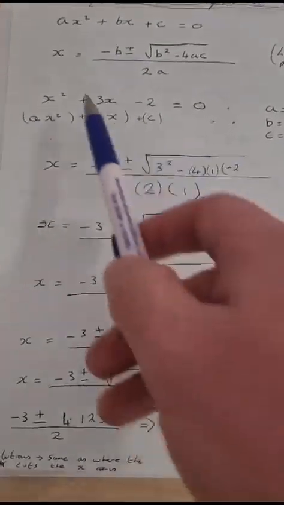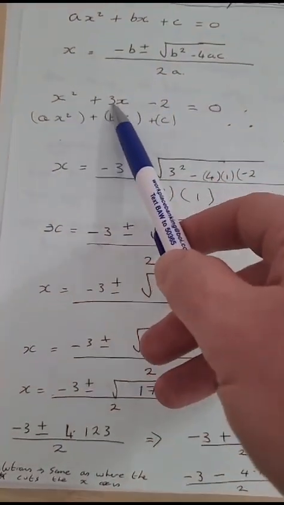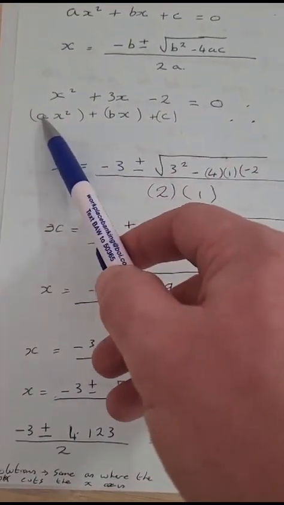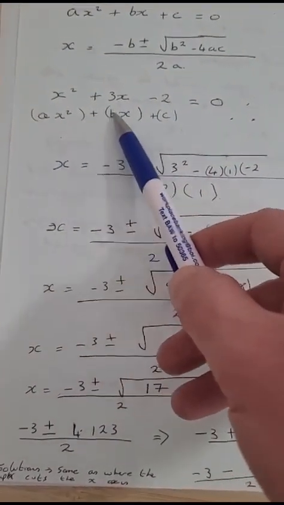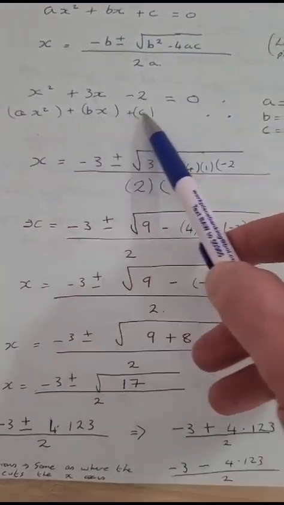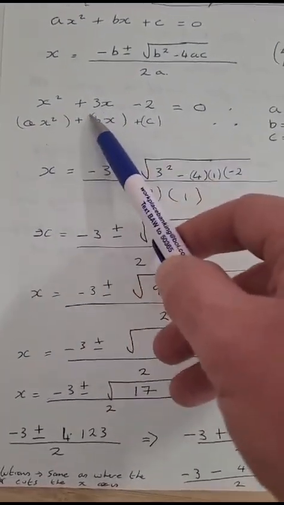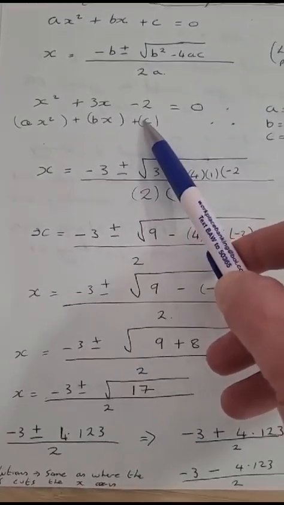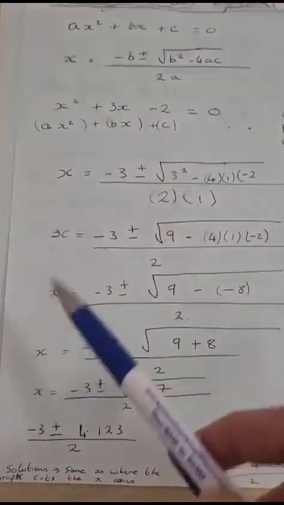So what we do is we write it out. X squared plus 3x minus 2 is equal to 0. And underneath it, you have ax squared plus bx plus c. That's the form. So from that, you need to find out what's a, what's b, and what's c. And when we do, we just simply put it into this formula.